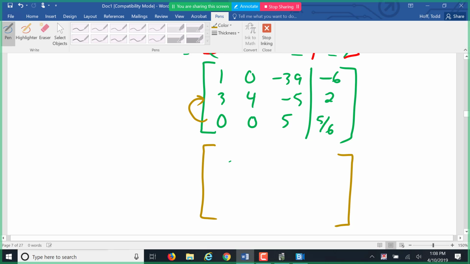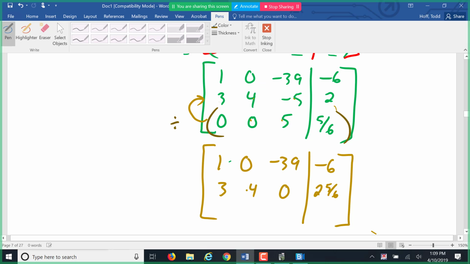Now I'm going to add that third row to that middle row. So my top row hasn't been changed. That second row, 0 plus 3 is 3. 0 plus 4 is 4. 5 plus negative 5 is 0. 5/6 plus 2 is 2 and 5/6. My bottom row, before I rewrite it, I'm going to divide out that 5 that I just multiplied by. So it goes back to being 0, 0, 1, and 1/6.